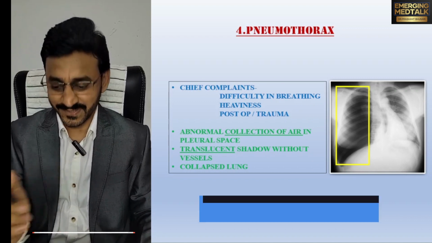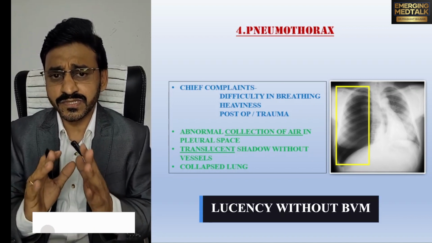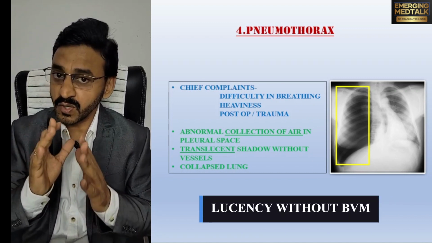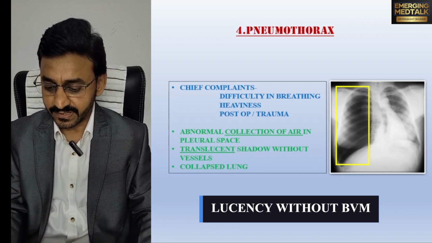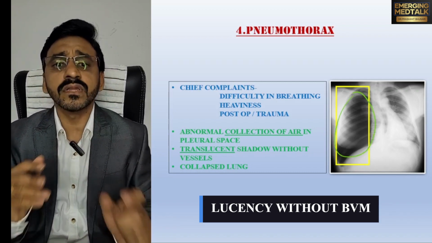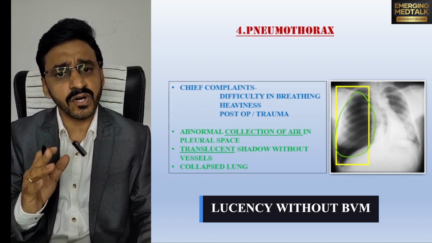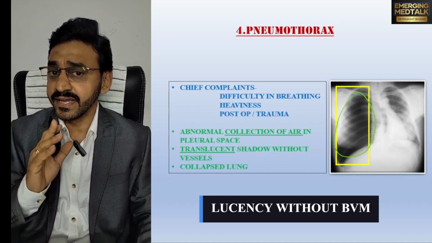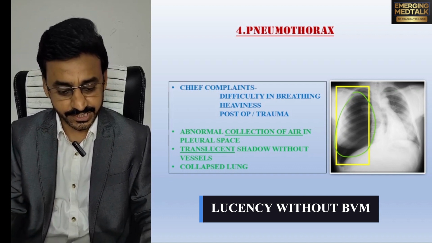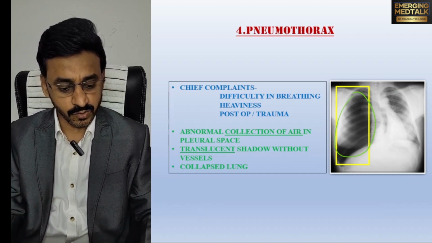Then pneumothorax. We know the lucency in the lung normally has bronchovascular markings, but when there is a clear-cut translucency without the bronchovascular markings, after trauma or a road traffic accident where air is trapped in the pleural cavity, then the condition is called pneumothorax.